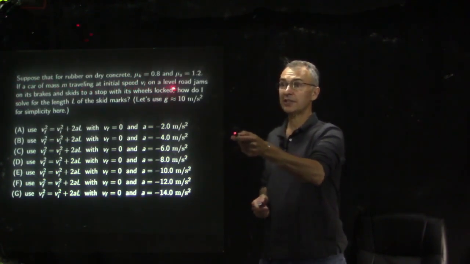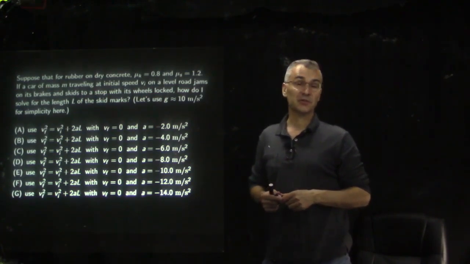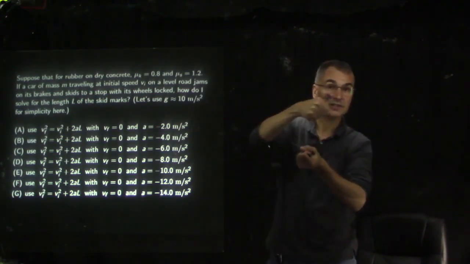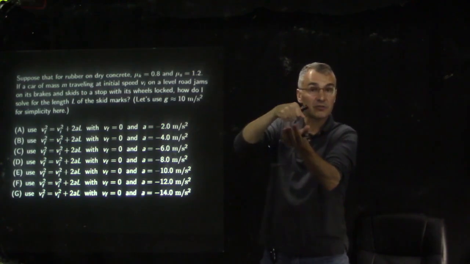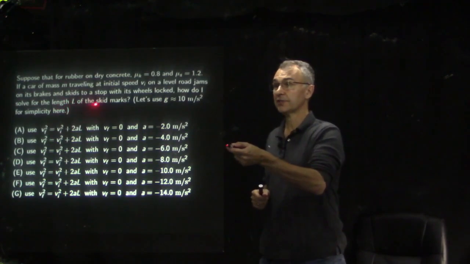A car of mass m traveling at initial speed v initial on a level road jams on its brakes and skids to a stop with its wheels locked. That tells you that the wheels are screeching across the road, so there is relative movement between the surface of the tire and the surface of the road. So what kind of friction is that? That's kinetic friction.